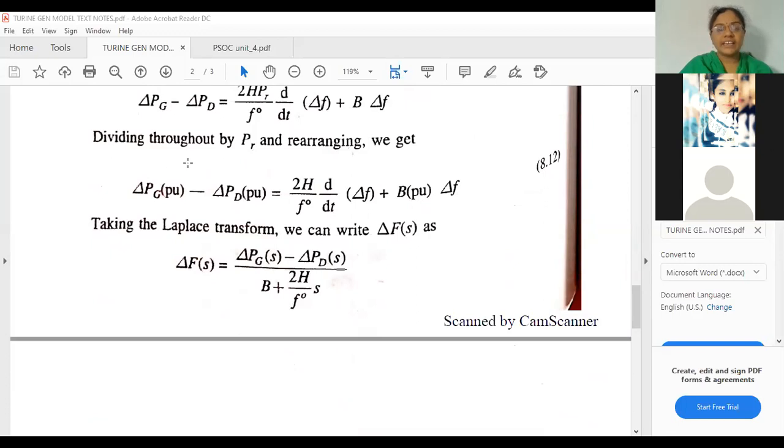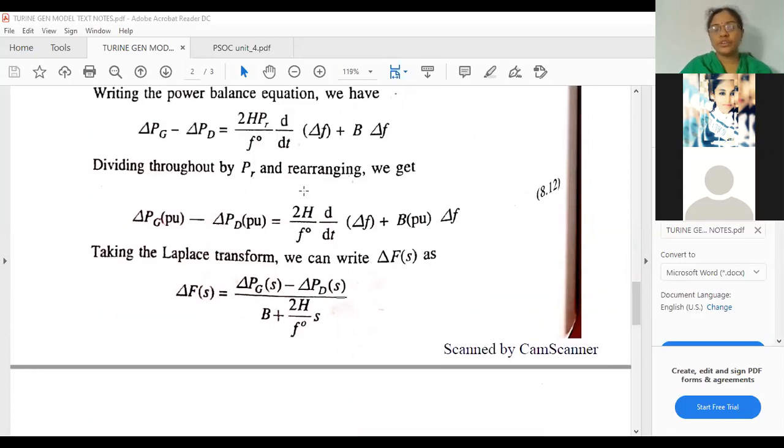And here we are taking this into per unit. How are we going to take it in per unit? You know how to take per unit: the base value divided by the rated value. Here the rated value is PR, that is rated power. So PG divided by PR, PD divided by PR, like that if we divide everything by PR, we get per unit: delta PG per unit, delta PD per unit, and this is d by dt of delta F, B per unit and delta F.